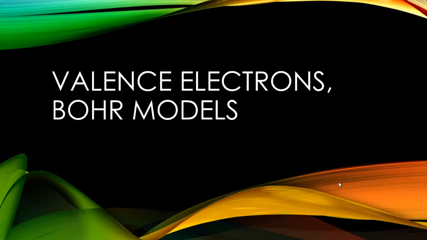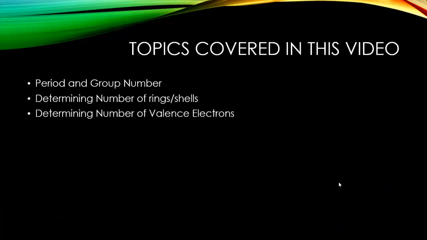Hey everybody, Mr. Wader here, and today we're going to be going over valence electrons and Bohr models. To start, the topics we're going to be covering: period and group number, determining the number of rings or shells that are going to be in atoms, and determining the number of valence electrons. And then we'll have some practice examples at the end.